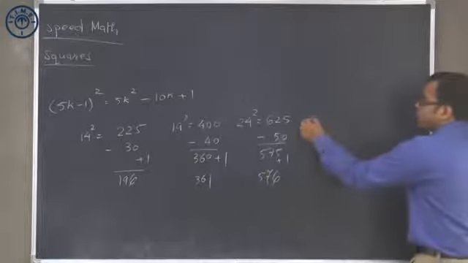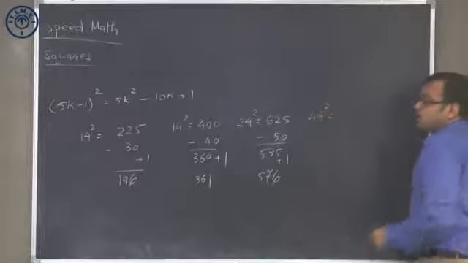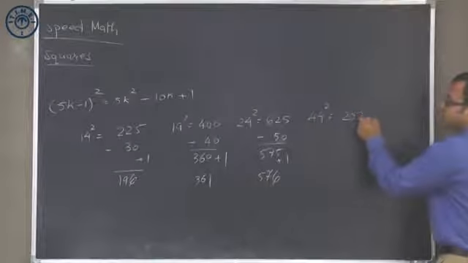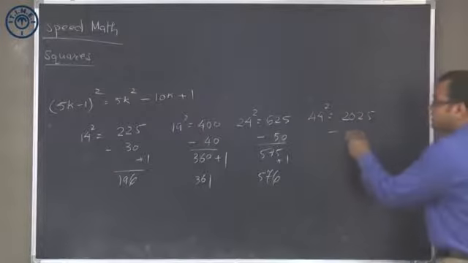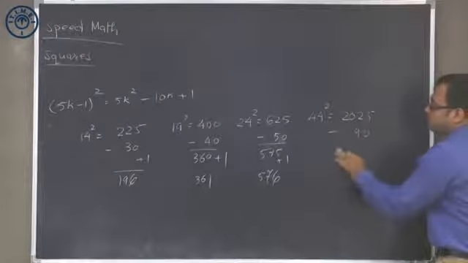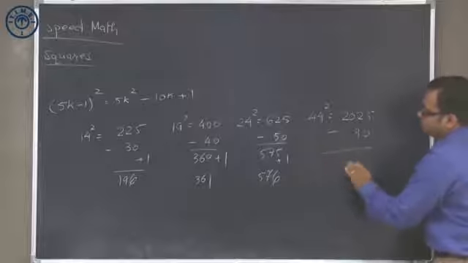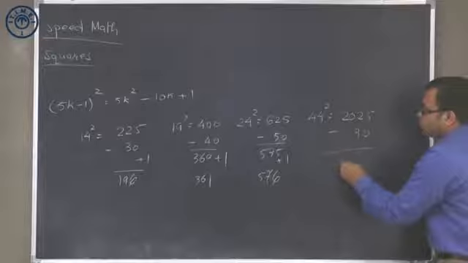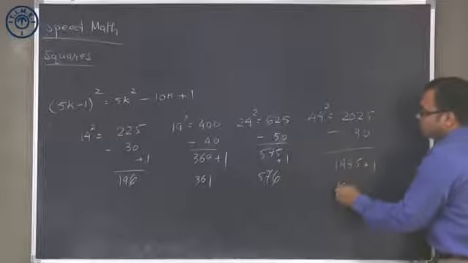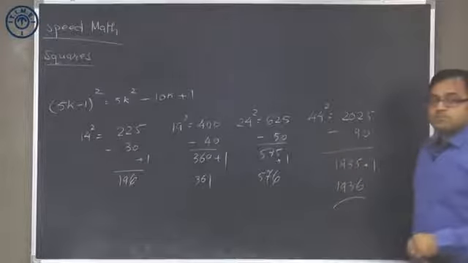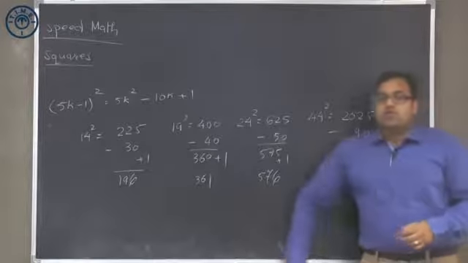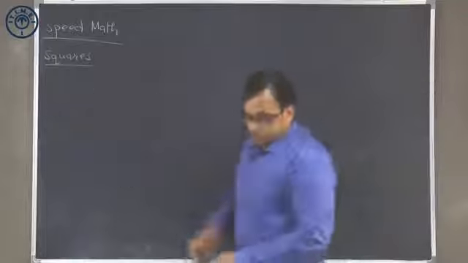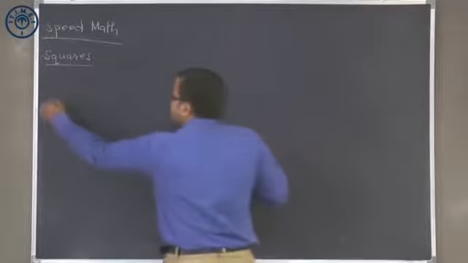Let's say I have to calculate 44 square. 44 square will be 45 square, which is 4 into 5, 20, 25, minus 45 into 2, 90, plus 1. So this will be equal to 2025 minus 90, which is 1935, plus 1, so this is 1936, and so on and so forth. So with this you would be able to calculate the squares of numbers which are of the form 5k minus 1.